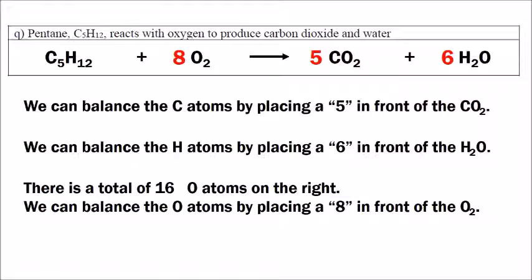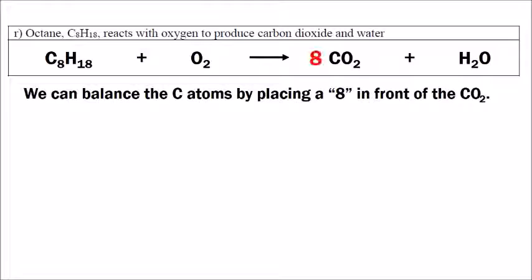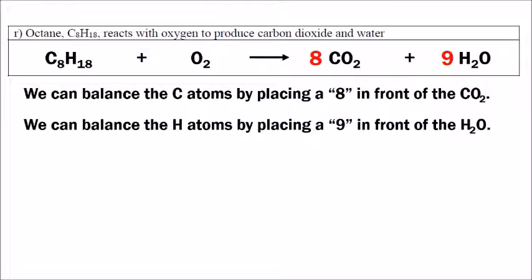Moving on to the last chemical equation in this video, we start with octane, which has the formula C8H18, and it reacts with oxygen to produce carbon dioxide and water. There are 8 carbons on the left. Let's put an 8 in front of the carbon dioxide. There are 18 hydrogens on the left. Let's put a 9 in front of the water, so 9 times 2 is 18.